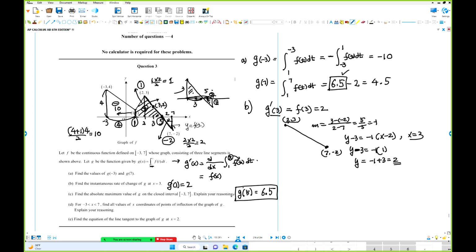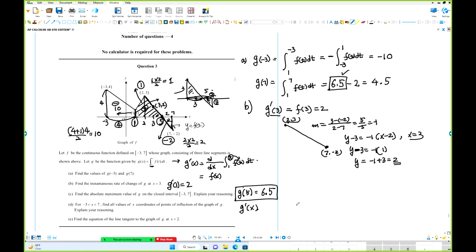The next one is from negative 3 to 7. Find all values of x of inflection points of g, okay? What is an inflection point? First, we're going to find the first derivative, g prime of x.